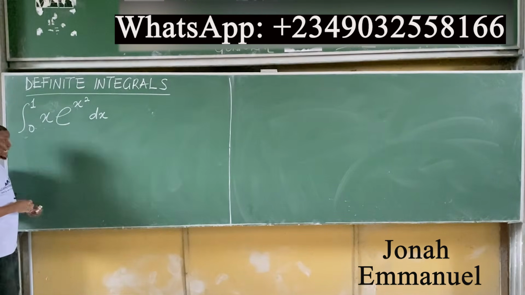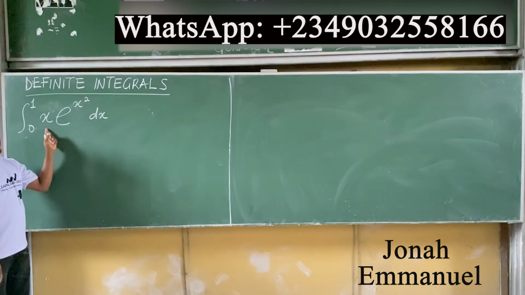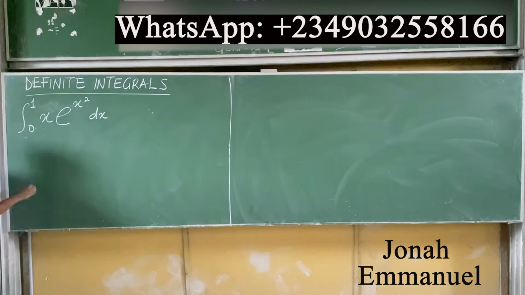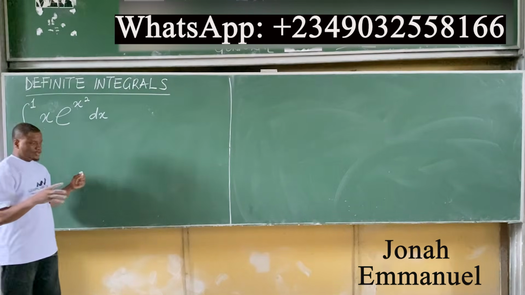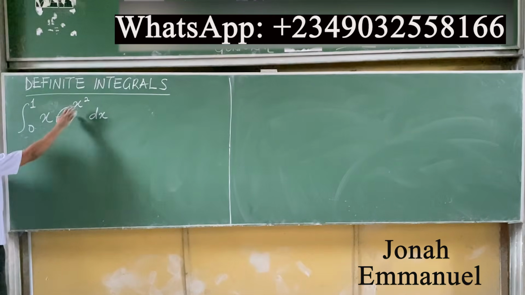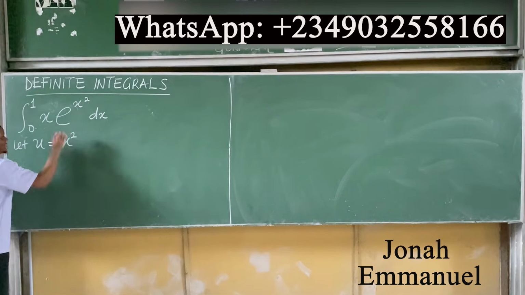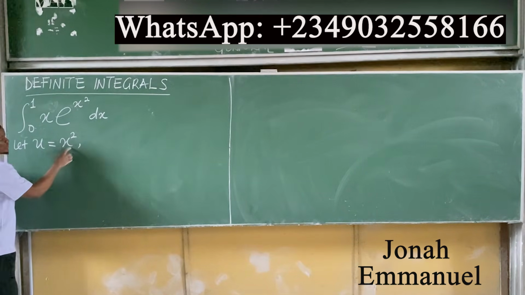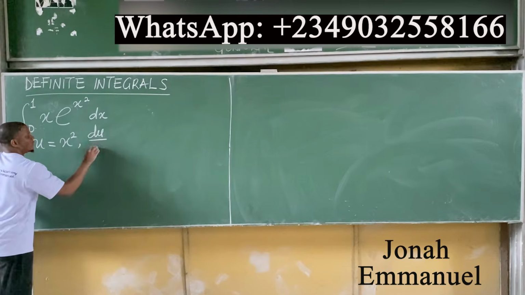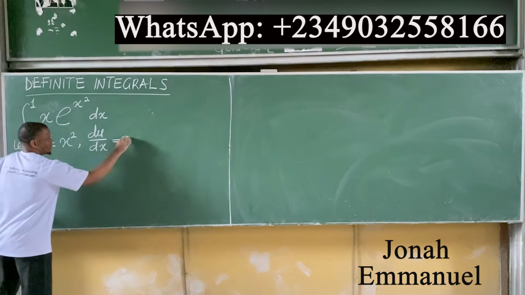The first thing I noted was that if I differentiate x squared, you have 2 and x. This x will be there. It will cancel out. So how do you start your solving? When it comes to solving definite integrals, focus more on this. For substitution, you say let u be equal to the power here, x squared. First task. Next up, differentiate u with respect to x. You have du over dx is equal to 2x.